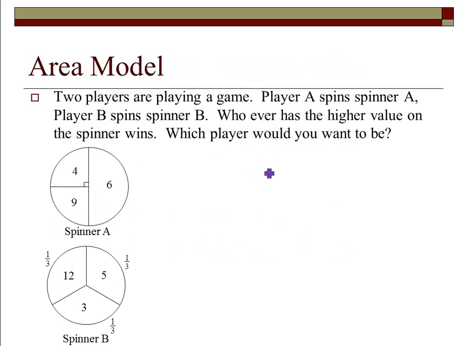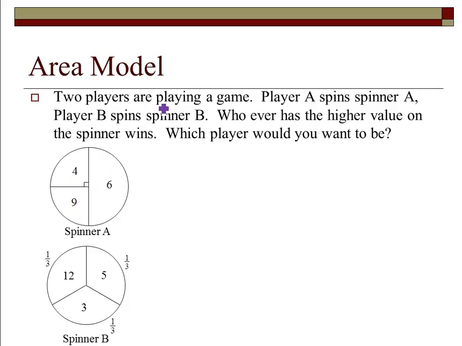So now we're going to look at area models. Here my probabilities are not all the same. The probability of getting a 6 on this spinner is a half. A 4 is a fourth. Getting a 9 is a fourth. That's not going to keep them all equal. So an organized list would not be a good choice for this kind of problem.